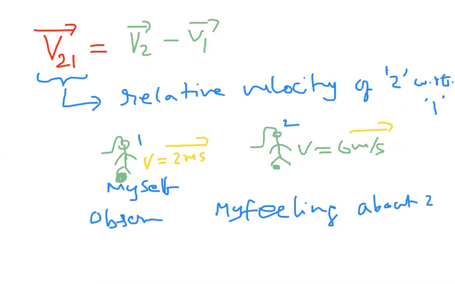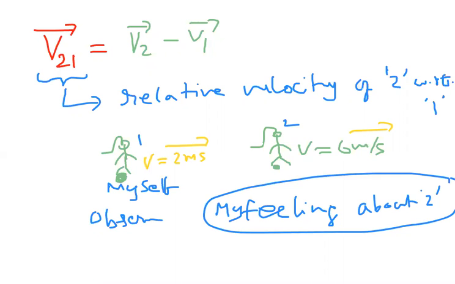My feeling about person 2 is what? Yes, my feeling about person 2 is he is moving with 6 minus 2, 4 meter per second. That means this is nothing but my feeling only. But really, with what velocity is he moving? 6 meter per second. If I am observing the same person from rest, I observe 6 meter per second.